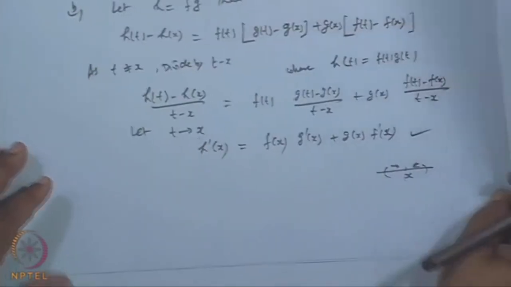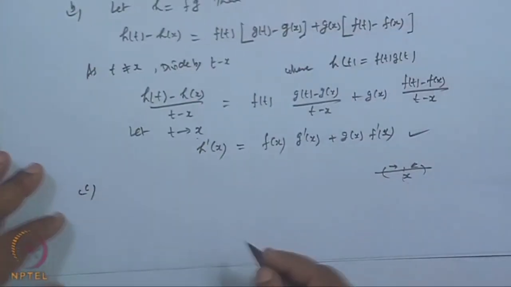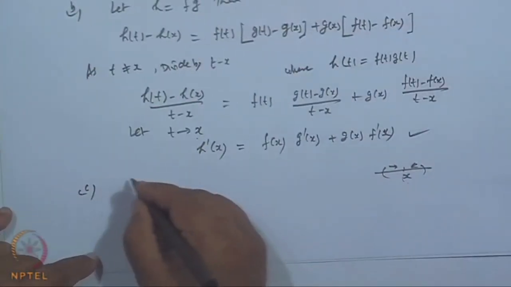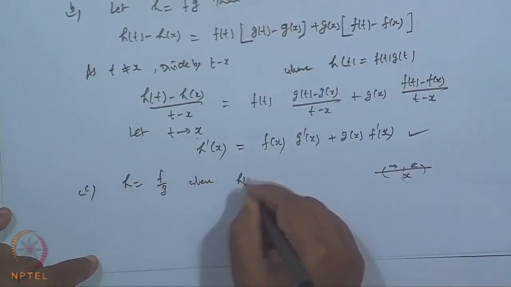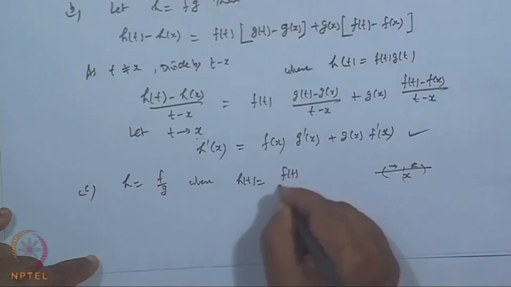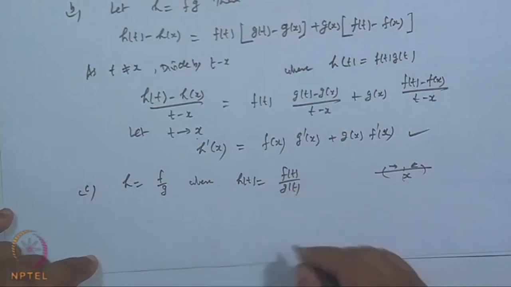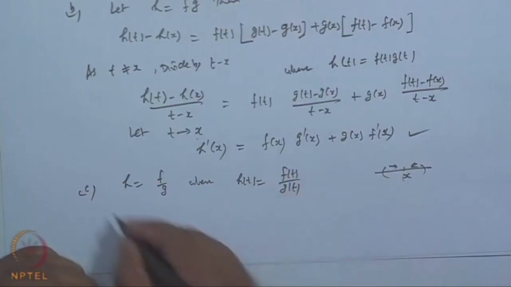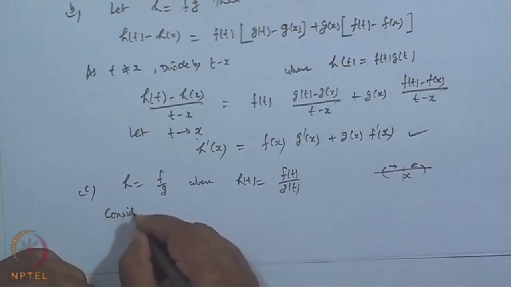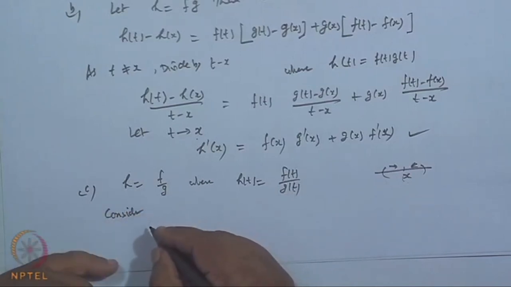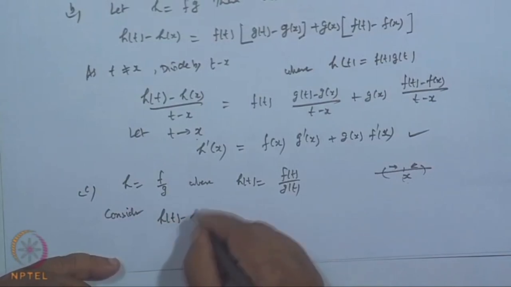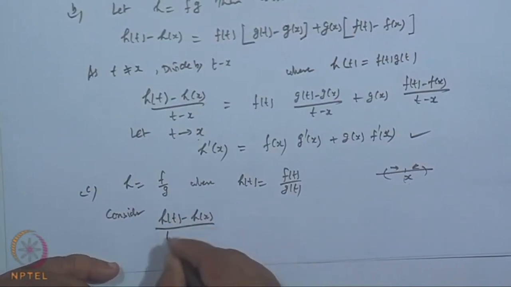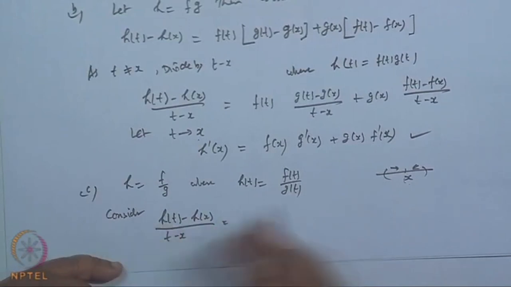C portion. To prove the C, let us consider h to be f by g, where h(t) means f(t) by g(t). This is the meaning. Okay. Now, consider h(t) minus h(x) divided by t minus x, and then manipulate the term.